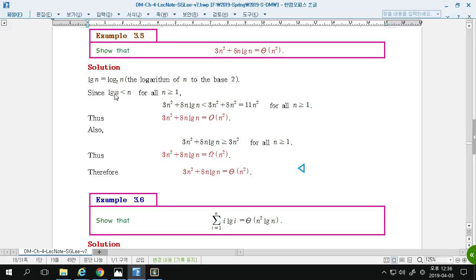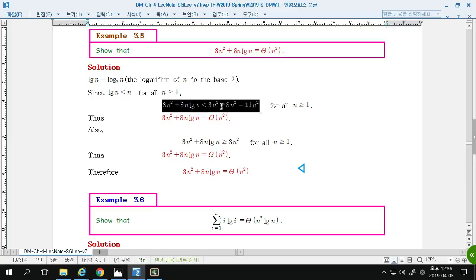Okay, consider that log n is clearly less than n for all non-negative n. So we have inequalities like 3n squared plus 8n times n, which is 8n squared, which is 11n squared. We have this inequality for all n bigger than or equal to 1, which gives us C1 equal to 11, and that gives us the left-hand side is big O of n squared.